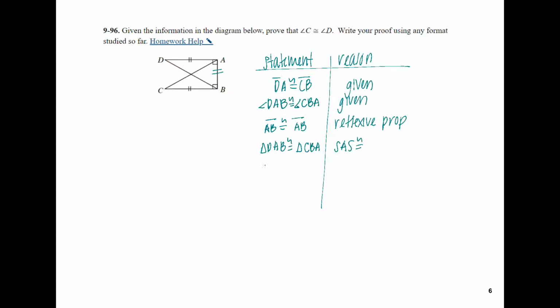We then can say that angle D is congruent to angle C because if we have congruent triangles, it implies that we have congruent parts.